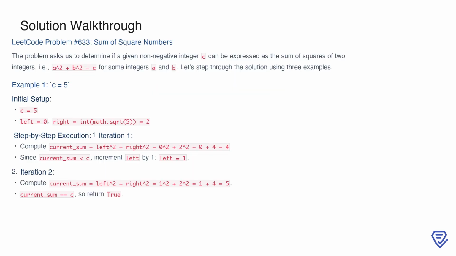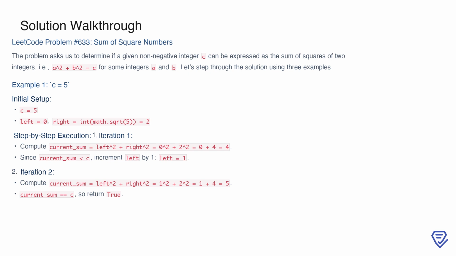In this problem, we are tasked with determining whether a given non-negative integer, c, can be expressed as the sum of squares of two integers, a and b. In other words, we need to check if there exist integers such that a^2 plus b^2 equals c. To illustrate the solution, we'll consider three examples, starting with c equals 5.